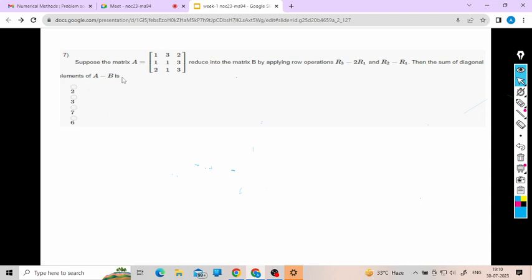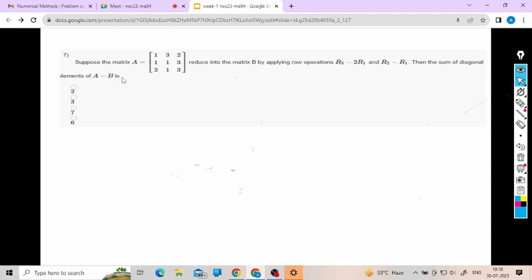Next element will be 1 minus 2 times 3, that will be minus 5. Then third element will be 3 minus 2 times 2, that is minus 1. And when you apply the second row operation, that is R2 minus R1, the changes will be in the second row. So you'll simply get 1 minus 1, that is 0. Then 1 minus 2, that is minus 2. Then 3 minus 2, that is 1. Now you have got your B matrix.